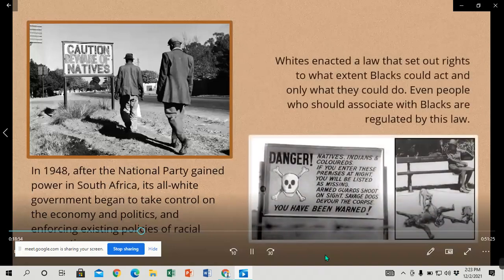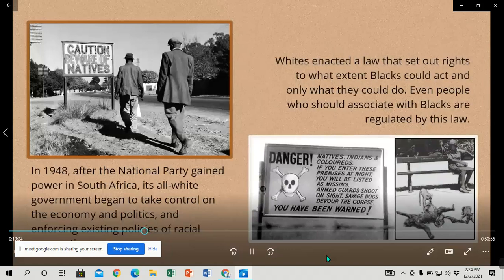So whites enacted a law that set out to what extent blacks could act and what they could do. There is a law that limited the rights of black people, especially on what they could do, where they could go, or any privileges they could have. There's a limit, especially when you are black during that time.